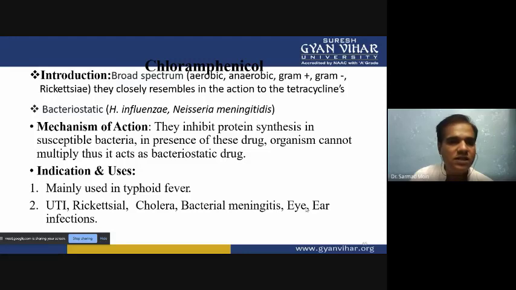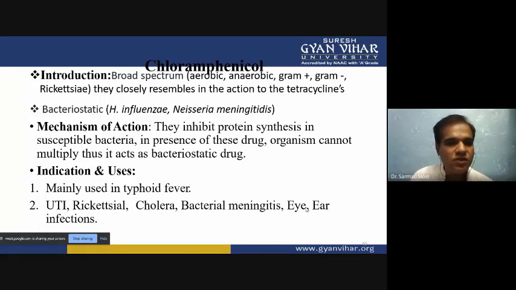So how does chloramphenicol work? It inhibits protein synthesis in the susceptible bacteria, and in the presence of chloramphenicol, the organism cannot multiply, so it acts as a bacteriostatic drug. As we saw how tetracycline functions on protein synthesis, chloramphenicol also functions against protein synthesis in the bacteria. In the same way, it binds with the ribosome and then inhibits protein synthesis or translation.